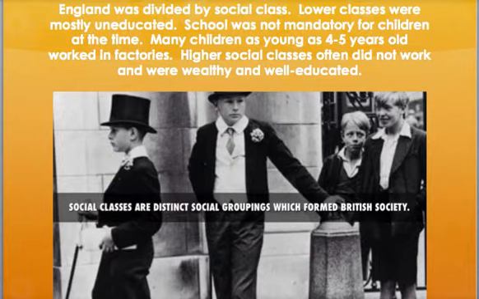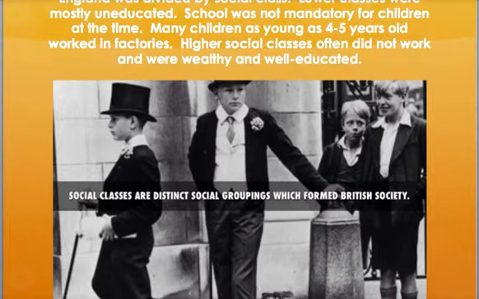At that time also, England was divided by social class. Lower classes were mostly uneducated. School was not mandatory for children at that time. Many children as young as 4 or 5 years old worked in factories. Higher social classes often did not work at all and were wealthy and well educated. Social classes are distinct social groupings which formed British society. That was another issue that was going through Wells's mind as he wrote this book.